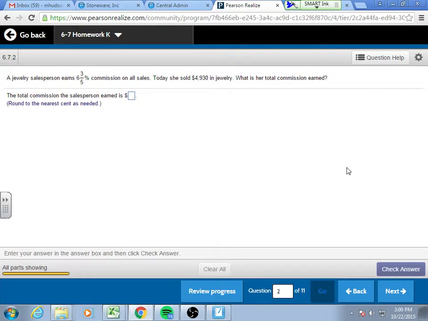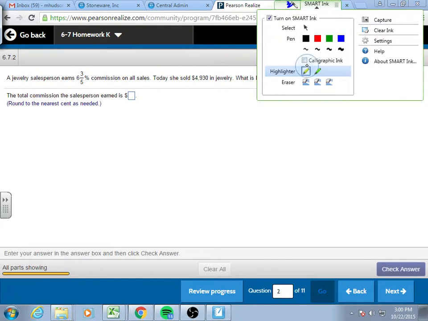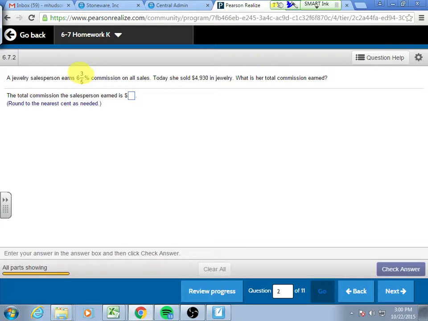So at the jewelry counter, and this is very similar to Macy's, people make 6 3/5% commission. I made 7% commission on everything I sold. Every dollar I sold, I made 7 cents. Every $100 I sold, I made $7. It adds up really fast when you're selling expensive jewelry.